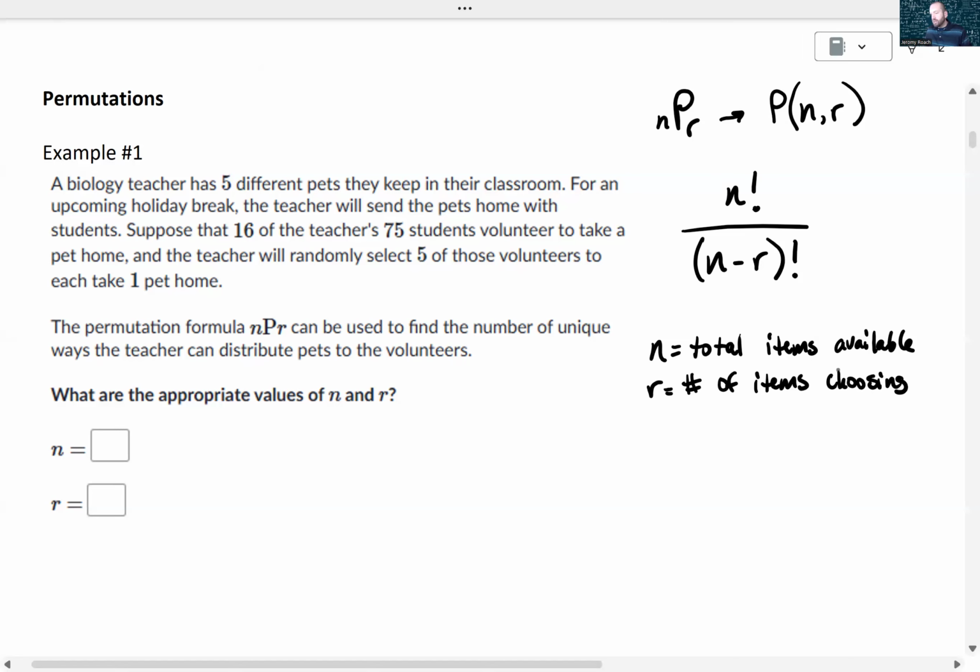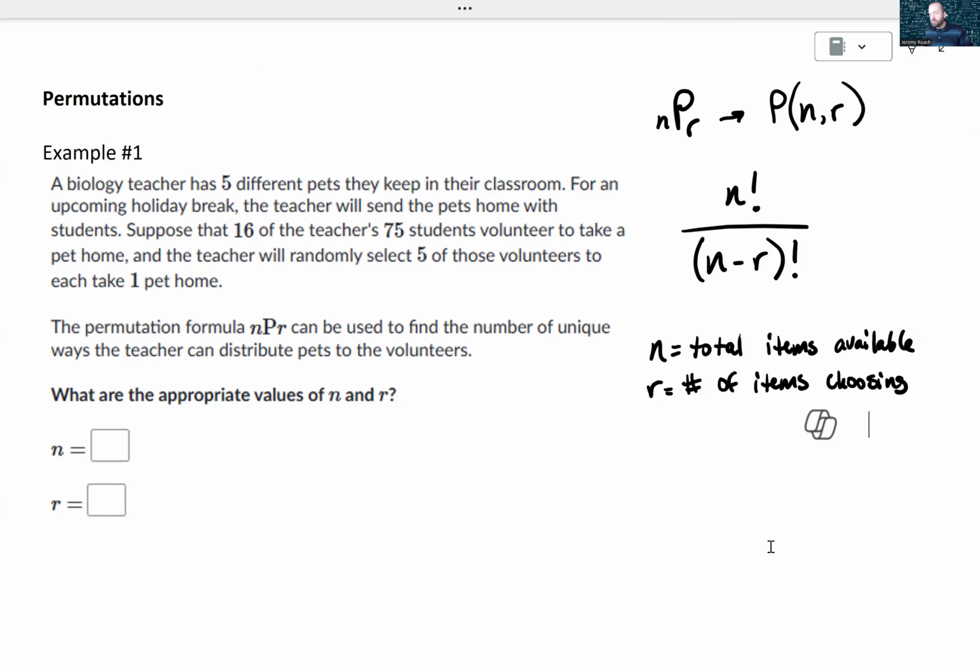This biology teacher has 5 different pets they keep in their classroom. For an upcoming holiday break, the teacher is going to send the pets home with the students. And it says, suppose that 16 of the teacher's 75 students volunteer to take a pet home. And the teacher will randomly select 5 of those volunteers to each take one pet home.